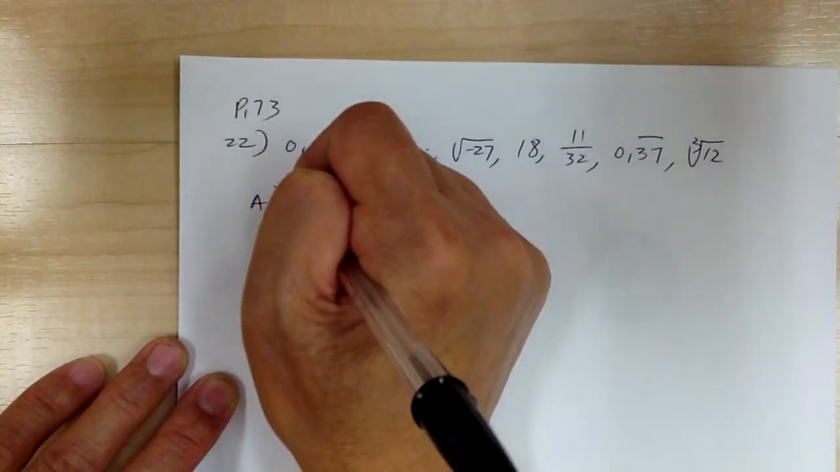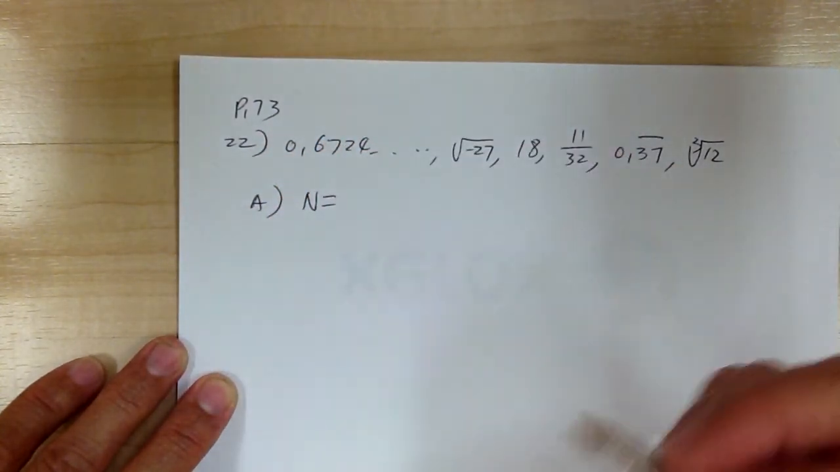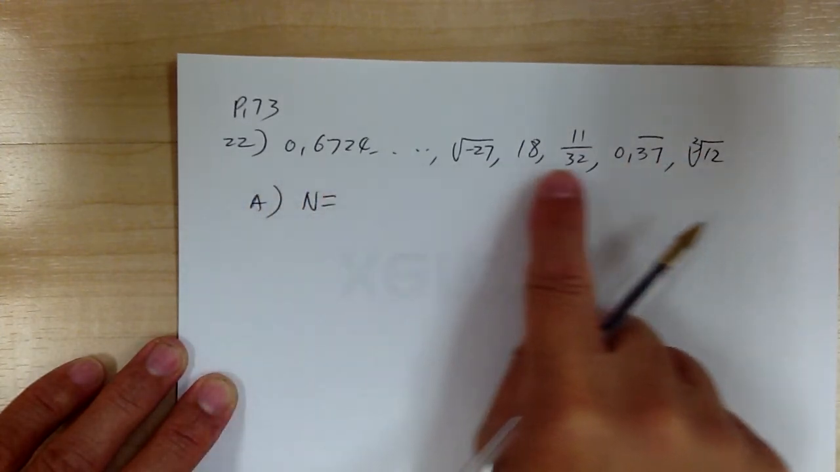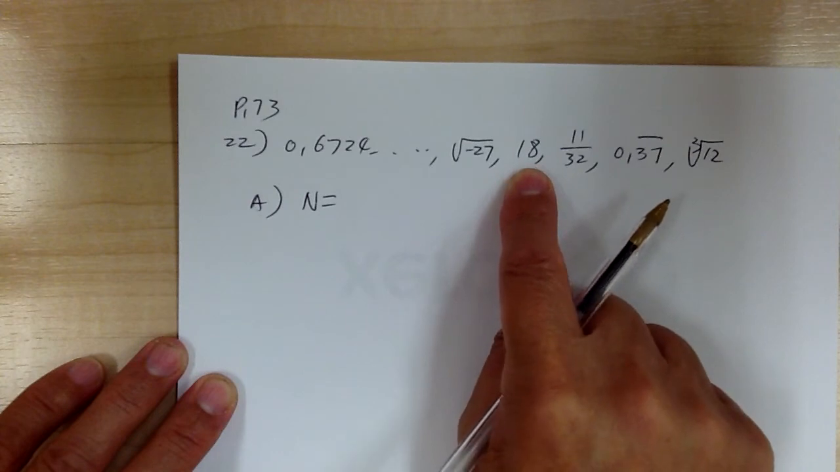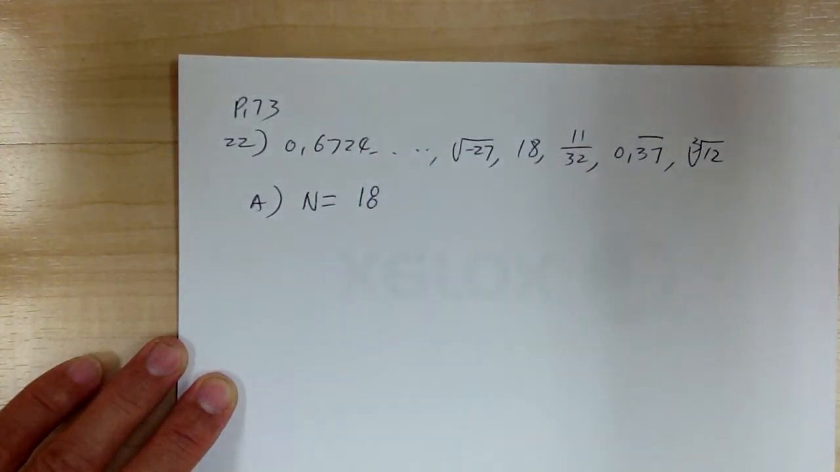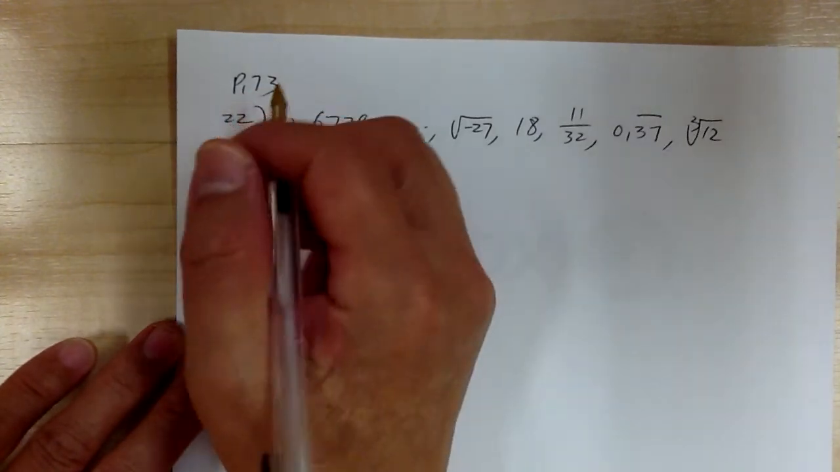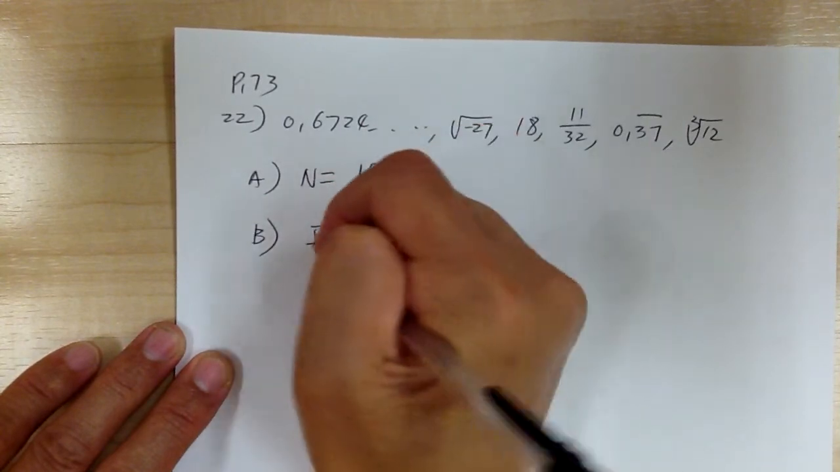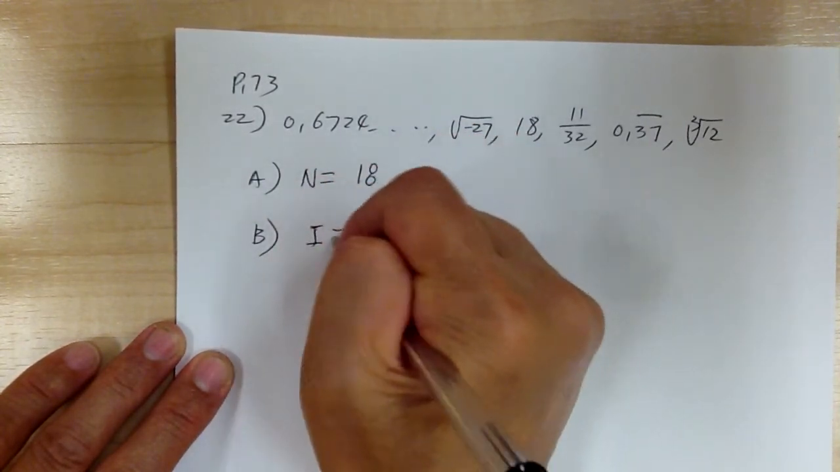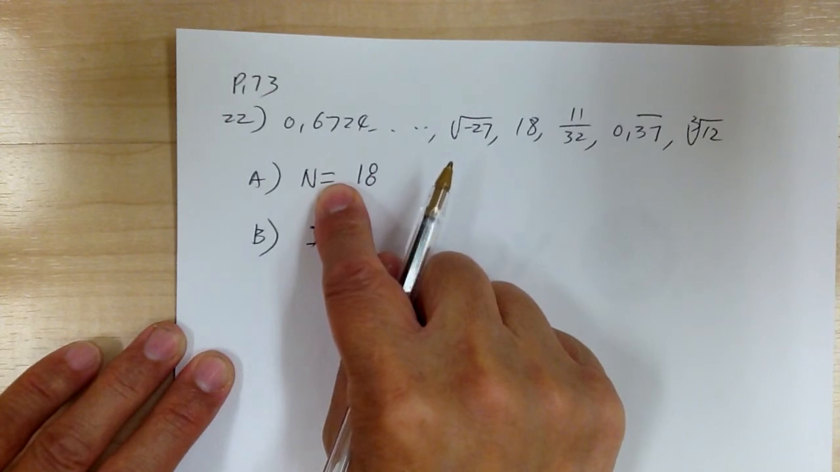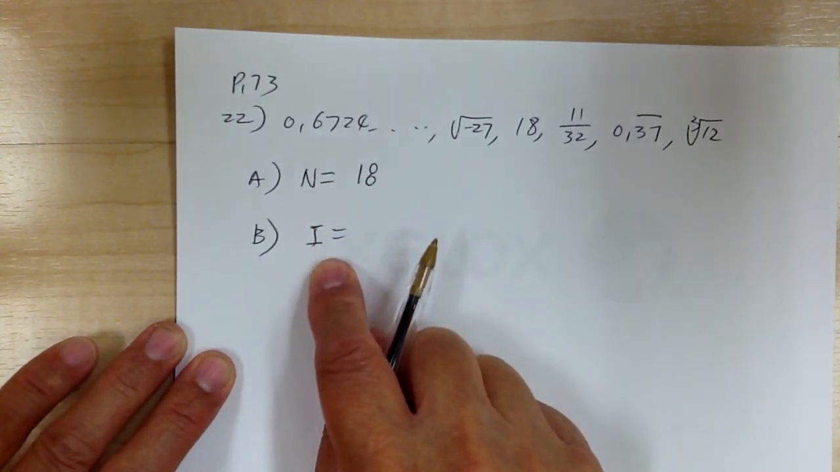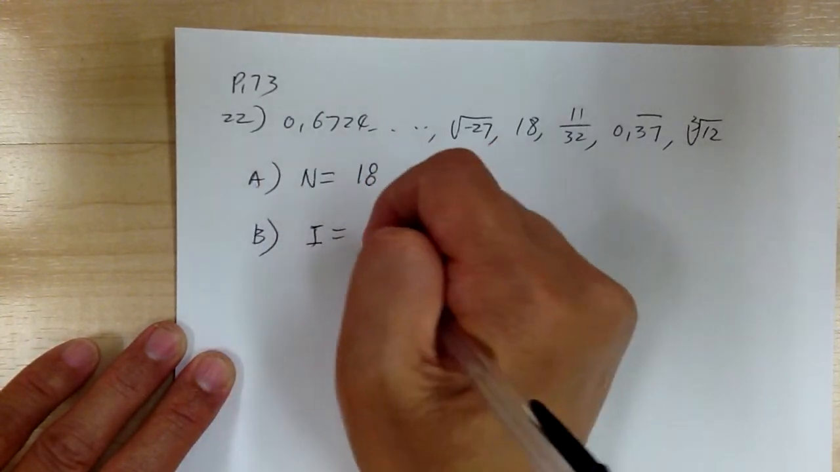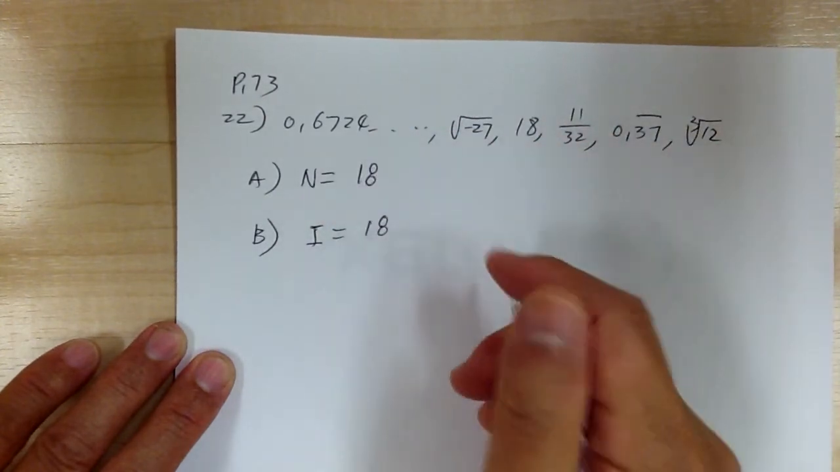Again, A, you're looking for natural numbers. Natural numbers, the counting numbers, are integers beginning with 1 and on: 1, 2, 3, 4, 5, 6, 7, 8, 9, and so on. So this is a natural number, that's 18. Then you go to B, integers. The difference is that natural numbers start with 1 and cannot be negative, while integers are positive numbers, negative numbers, and also 0. In this case, again, it's 18, nothing else.